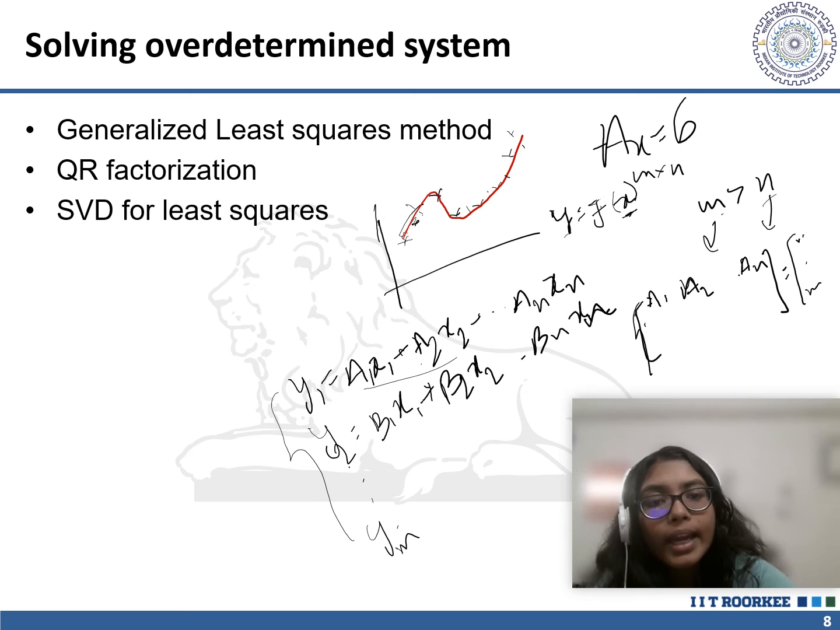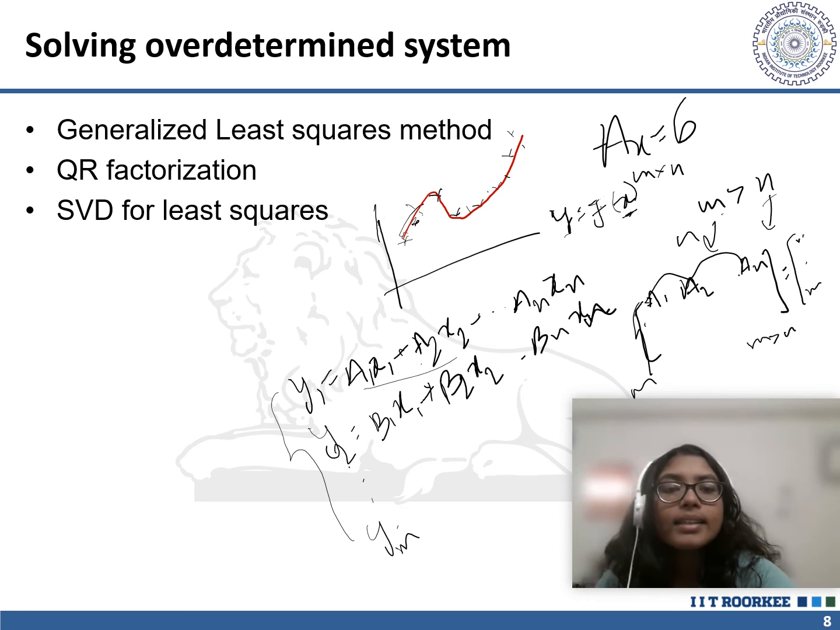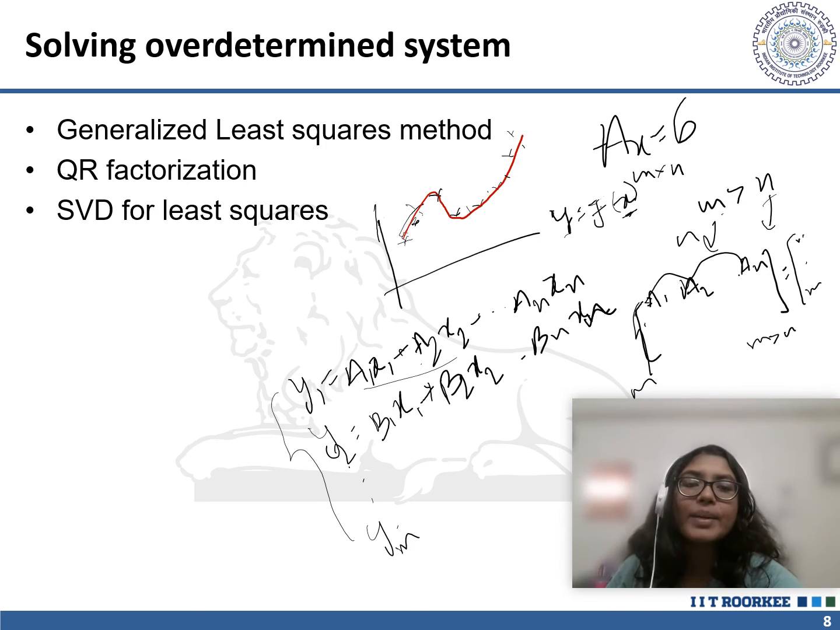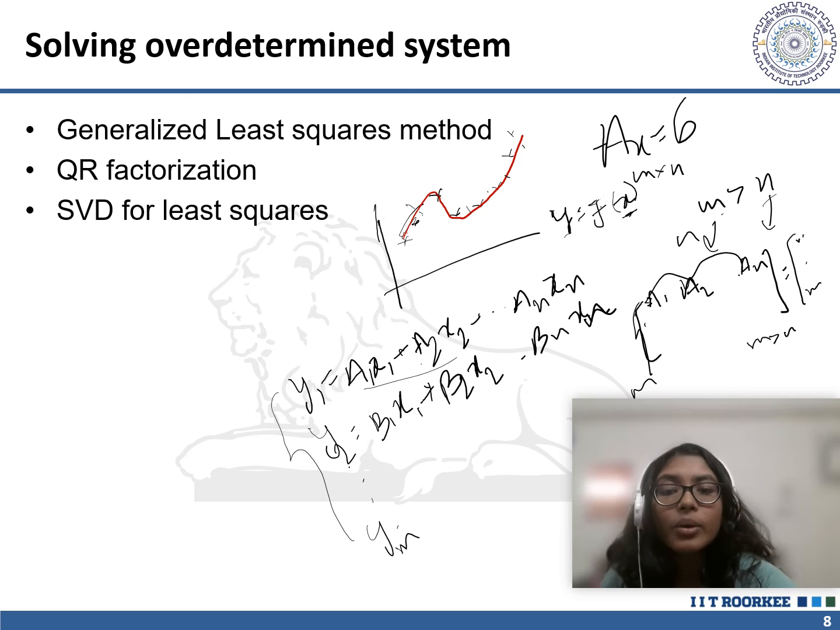So you will be having m rows and n columns, where m is greater than n. Say, for example, m is 10 and n is 4. You'll be having more equations than the number of parameters, so you'll need to find the nearest approximate relation between them. In that case, you will be having an overdetermined system.